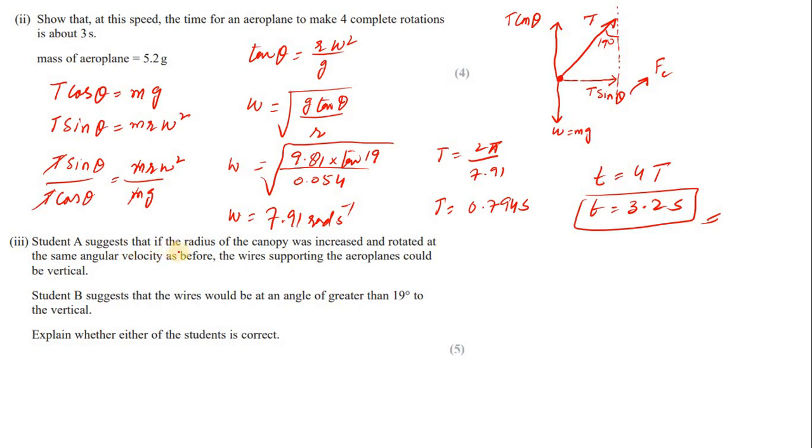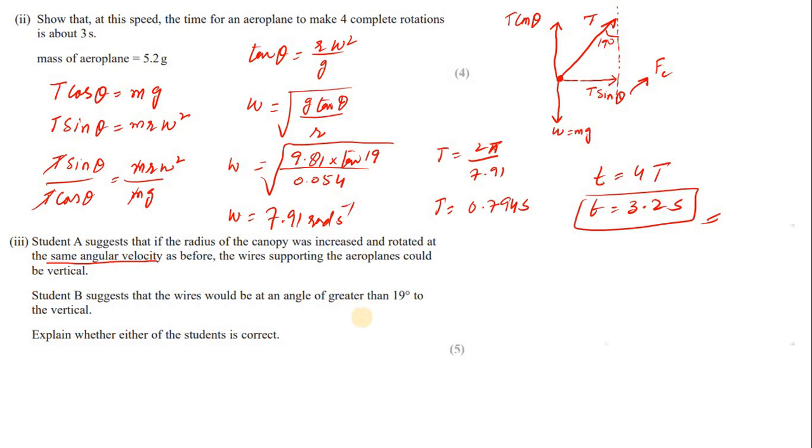Student A suggests that if the radius of the canopy was increased and rotated at the same angular velocity as before, the wires supporting the aeroplane could be vertical. Student B suggests that the wire would be at an angle of greater than 90 degree to the vertical. Explain whether either of these students is correct.